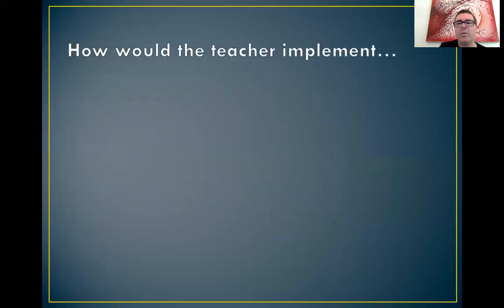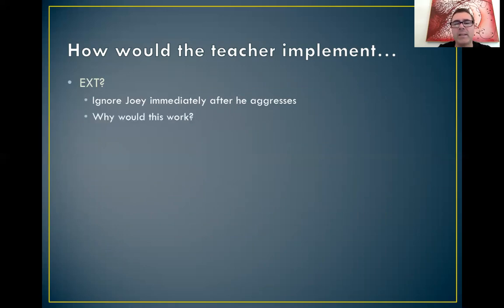Now, how would the teacher implement extinction? Can anyone tell me? Type on the chat box. So what would you do? So if Joey engages in problem behavior, what should the teacher do? No, this is extinction, not timeout. No timeout yet. So just extinction. In this case, do not provide attention to the problem behavior. Exactly. So you would ignore Joey immediately after he aggresses, no attention, no hugs, nothing. So this would be pure extinction, right?